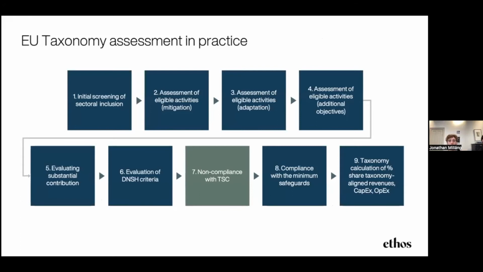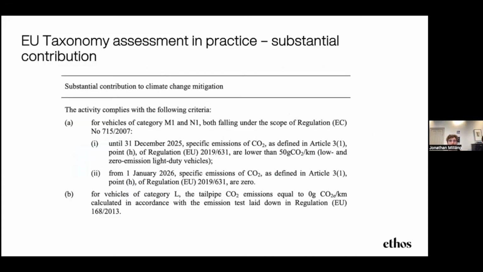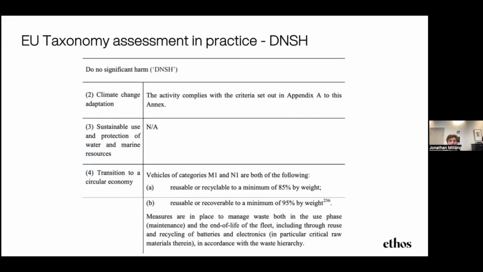And going back to the process again, when you have evaluated the substantial contribution, you also have to ensure that you're not doing any harm on the other objectives. In this case, we're talking about transport under climate change mitigation, so you have to go back into the delegated acts. After the substantial contribution criteria, they also list the criteria for do no significant harm. This is always in relation to all of the other five objectives. In this case, I only have the first three.